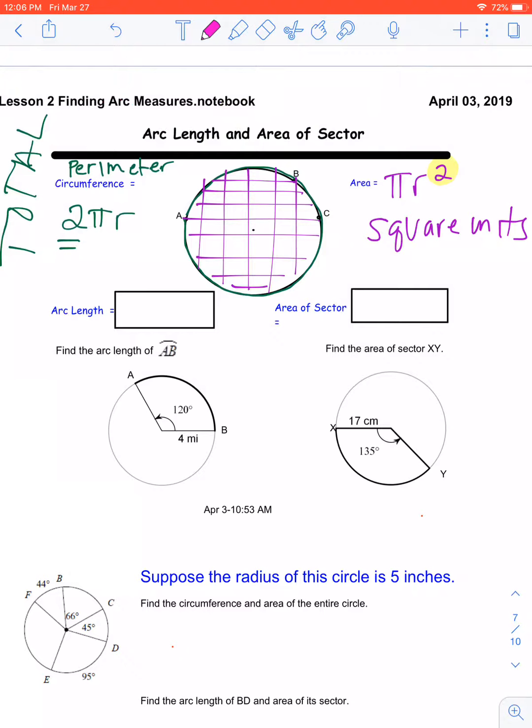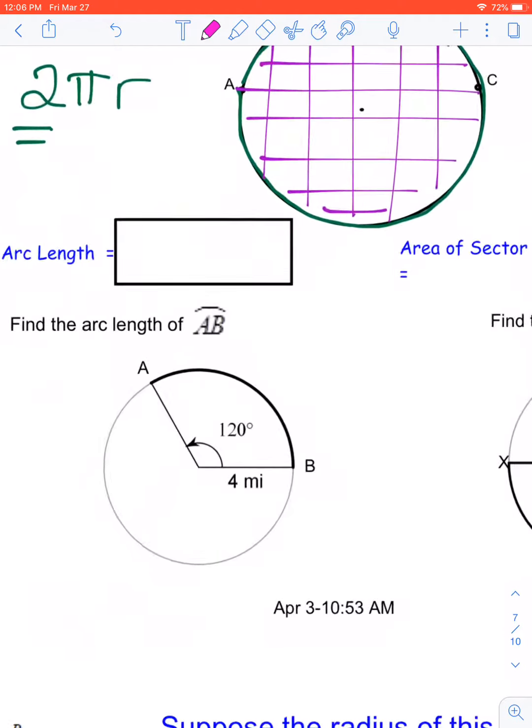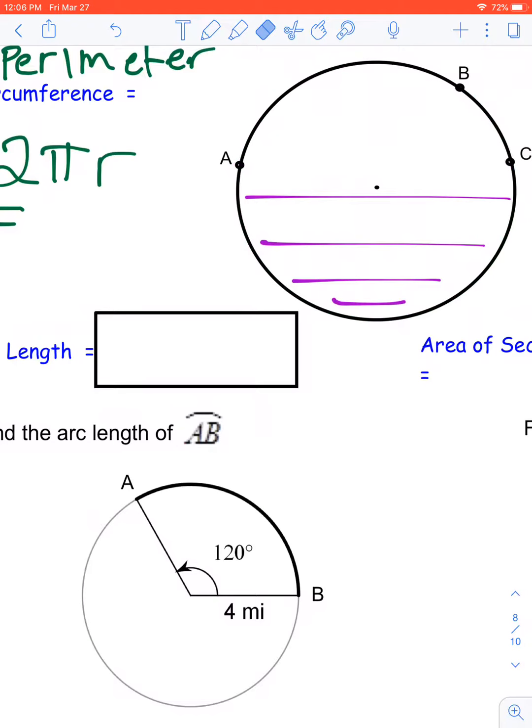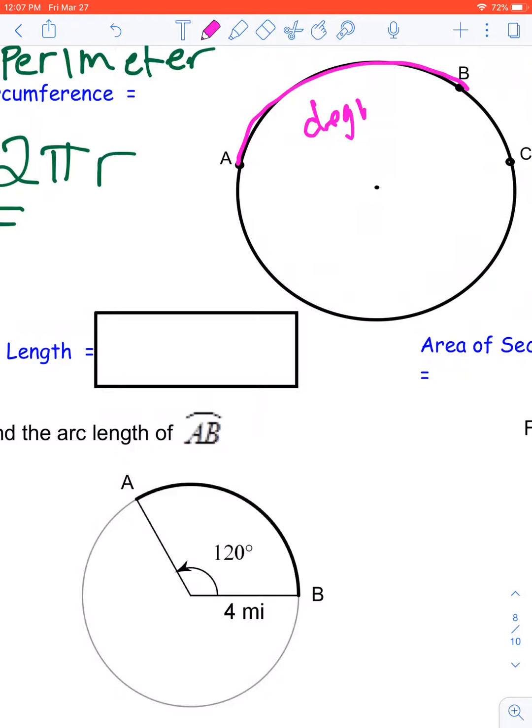When we talk about arc length and area of a sector, these are talking about parts of the circle. So what do we mean by that? Let's talk about arc length. All right, here is an arc. And in the previous video, we talked about how we could measure that in terms of degrees. But we can also measure this arc in terms of a length. How many centimeters, how many inches, as a piece of the circumference.